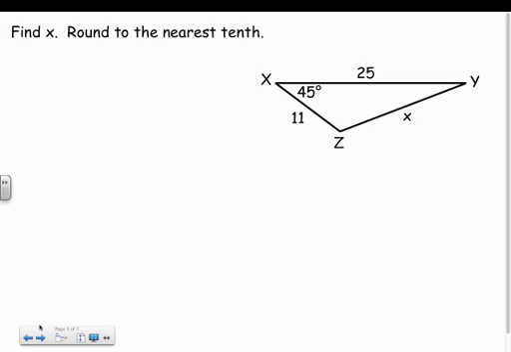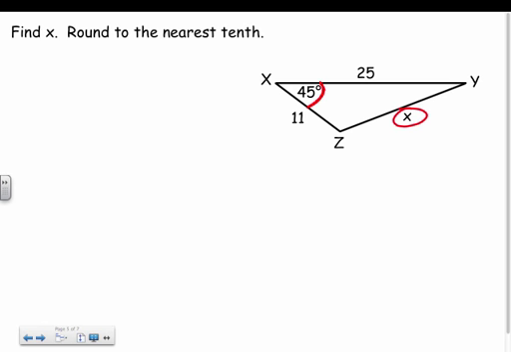Just find x, round to the nearest 10. Well, first of all, I want to see if I can use the law of sines. So I've got an angle and the side opposite. I don't have another angle, or I'm not looking for another angle, so I don't have another angle and side opposite, so I can't use the law of sines here. So now I'm thinking I've got to use the law of cosines. Well, let's take a look. What are we trying to find? We're trying to find x, okay?